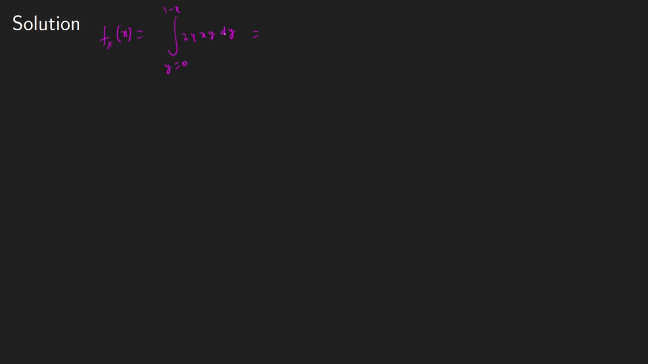So the integration will be 12xy squared from y equals 0 to 1 minus x, which will be 12x times (1 minus x) squared. So this is the marginal PDF of x.